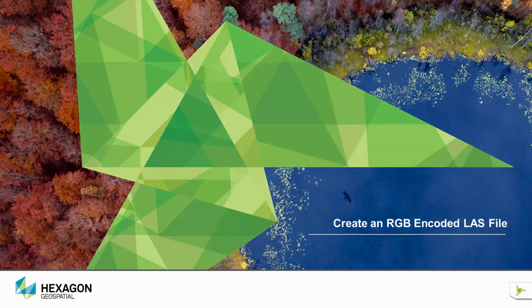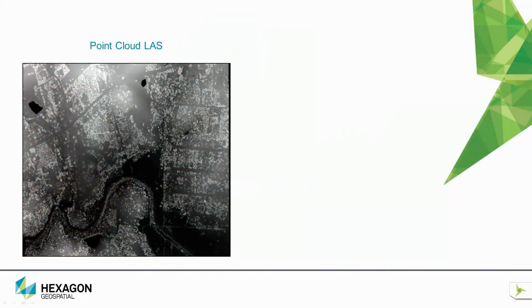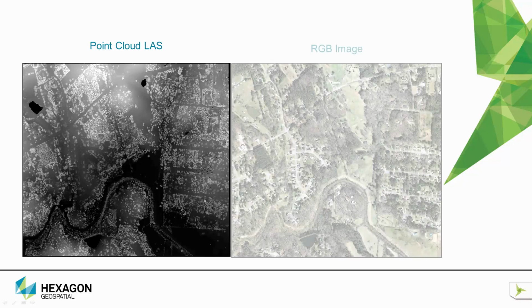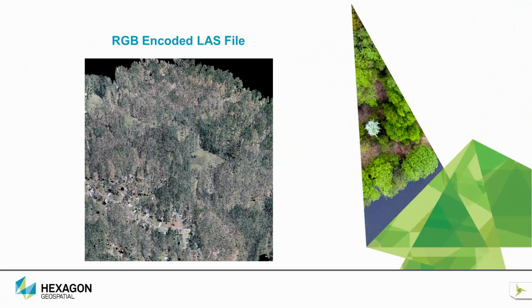Create an RGB encoded LAS file. A LAS file is a point cloud format that allows for three-dimensional, true ortho-like viewing. If a LAS file is encoded with an RGB image, the product delivers a more in-depth, image-like appearance with point cloud functionality. Objects like waterfalls, bridges, and buildings are more clearly represented with hard-edged results. The viewer, in turn, receives a better understanding of the terrain and features.